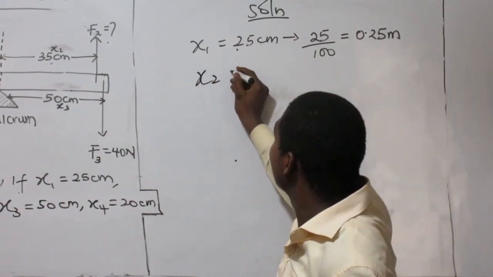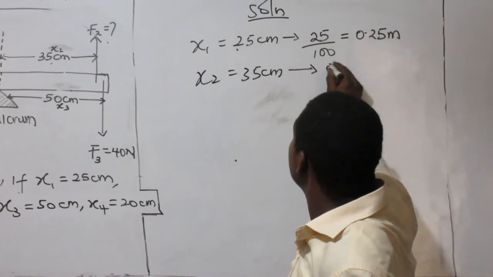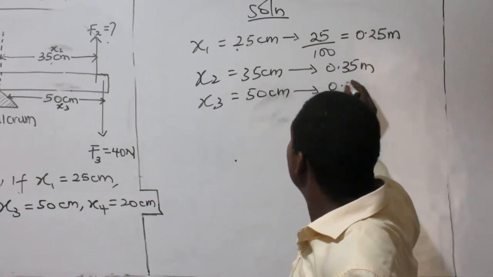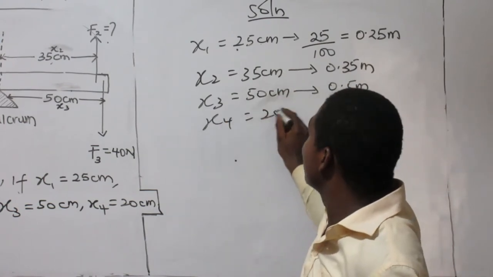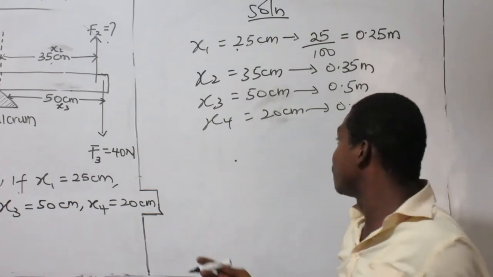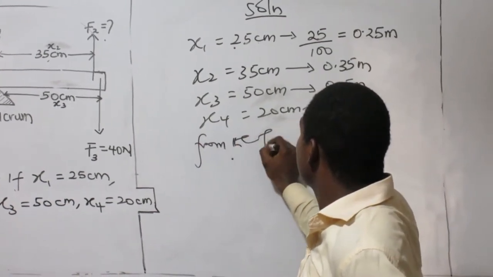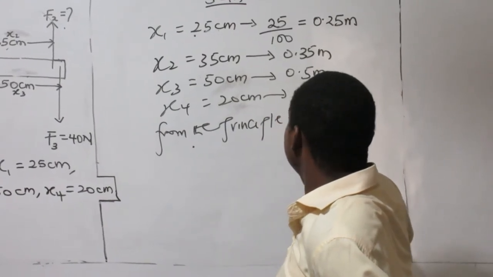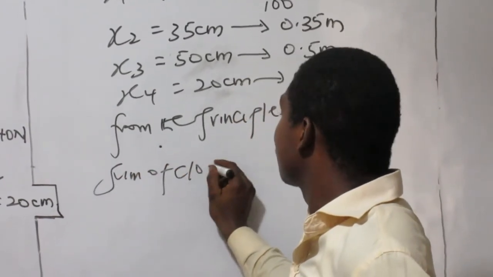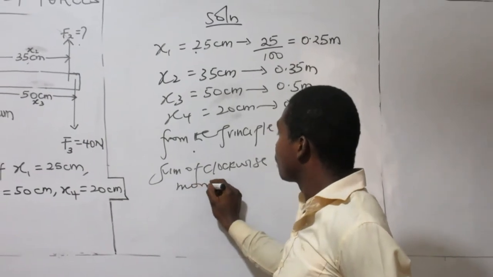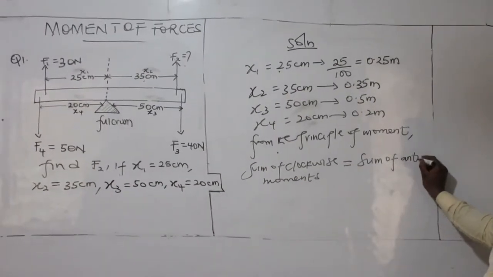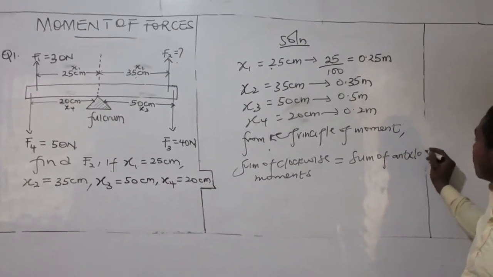So that is it. We convert all: 35 centimeters is 0.35 meter. X2, 50 centimeters, is 0.5 meter. X4, 20 centimeters, is 0.2 meter. Okay, so from the principle of moments, it states the sum of the clockwise moments must be equal to the sum of the anticlockwise moments about the same point. Anticlockwise.